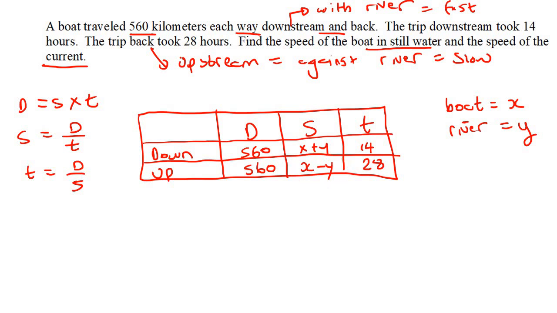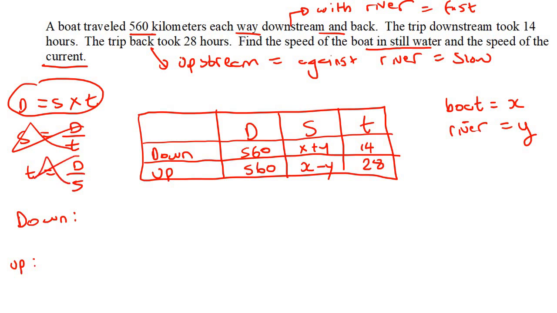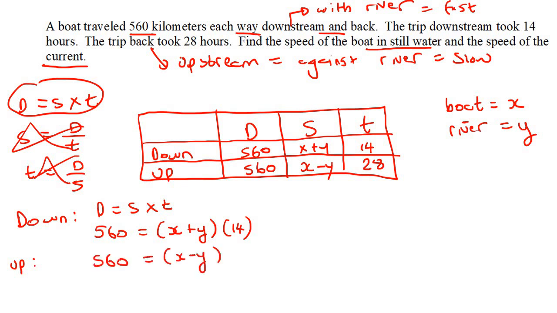Okay, so what we can do now is make a formula for the downstream, and then a formula for the upstream. So we're going to use this one. Remember, I don't like these other ones in these questions because then there's fractions involved. So I wouldn't suggest that. For the downstream, you can say that the distance is equal to the speed multiplied by time. So you could say that 560 is equal to the speed in the brackets, x plus y, multiplied by time, which is 14. Then for the upstream, we could say 560, and then the speed would be x minus y, and then the time would be 28. So that's how we could make our two equations now.